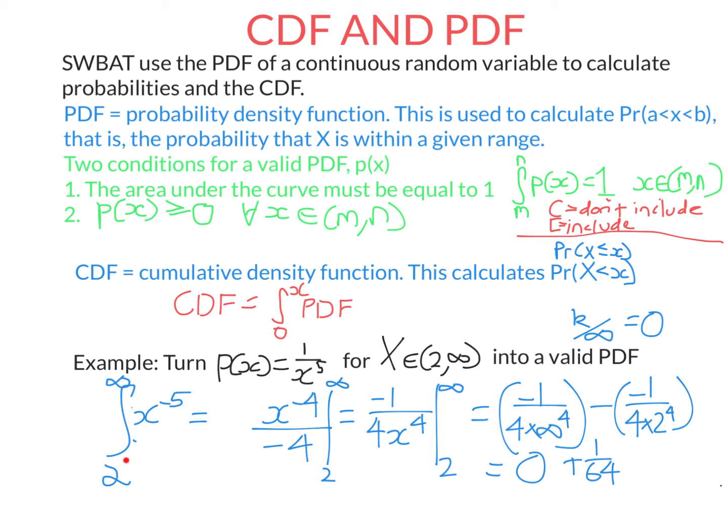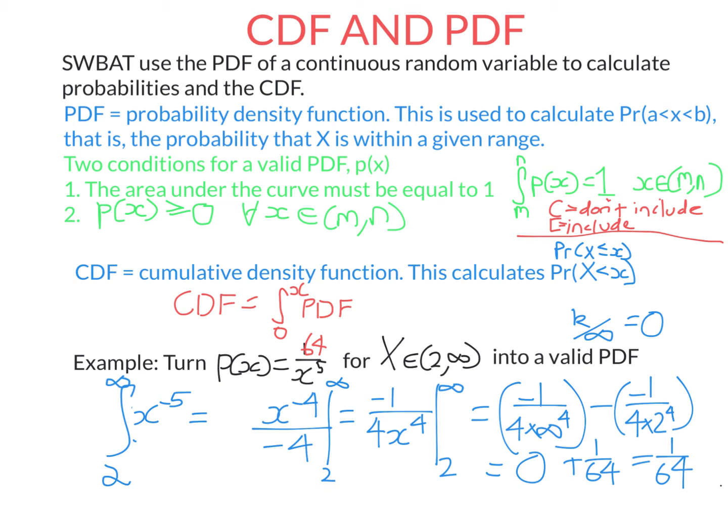So when I've integrated this, I haven't got 1. Instead, I've got 1 over 64. So how could I change this so it's a valid PDF? Well, the second condition was satisfied. To make the first condition satisfied, I can just times this by 64, because then the area will be 64 times this, which equals 1. So all I'm going to do to make this a valid PDF is times it by 64. That will now be a valid PDF because it will satisfy both conditions.